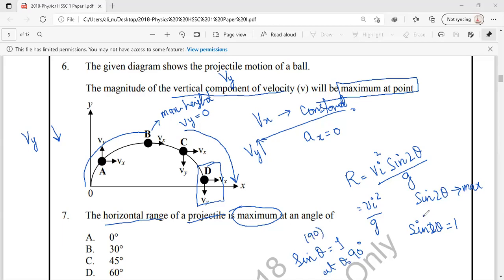It means that this angle should be equal to 90 degree. 2 theta must be equal to 90 degree. So for the value of theta, it would become 45 degrees. So at 45 degree, if we throw a projectile, the range it would get would be maximum. So the correct answer for question number 7 we have is option C, that is at 45 degree the projectile would have the maximum horizontal displacement.